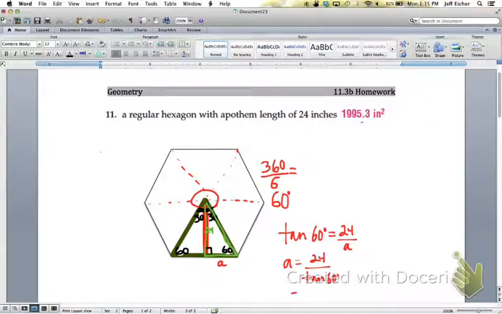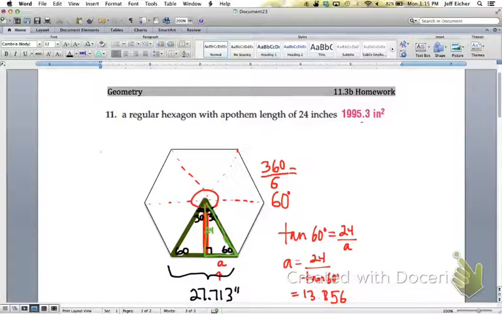Putting that in the calculator, you would get 13.856 inches. So now you know that part of the side. If you multiply it by 2, the whole side length would be 27.713 inches. And from there you have the apothem.